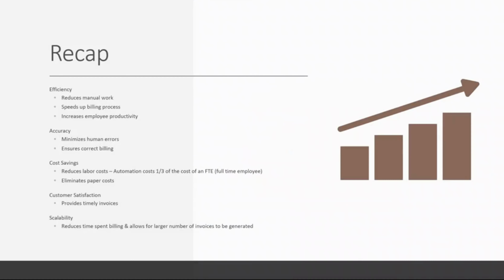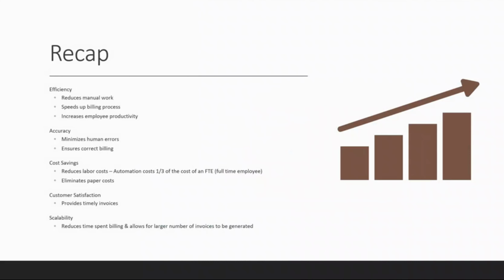And with that, we will go through a recap of what we've talked about today. So really the key points today are efficiency, accuracy, reducing costs, customer and employee satisfaction, and scaling your business. And we'll just go top to bottom here. Efficiency: reducing manual labor, speeding up your billing process, and improving your employee productivity.